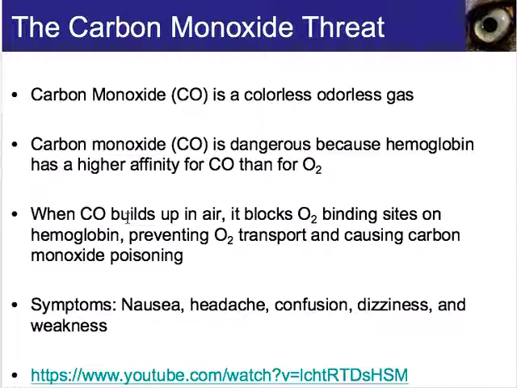So when carbon monoxide builds up in air, it blocks the oxygen binding sites on the hemoglobin, preventing oxygen transport and causing carbon monoxide poisoning. And the symptoms include nausea, headache, confusion, dizziness, and weakness. And carbon monoxide is commonly released from gas burning vehicles, but also from generators.